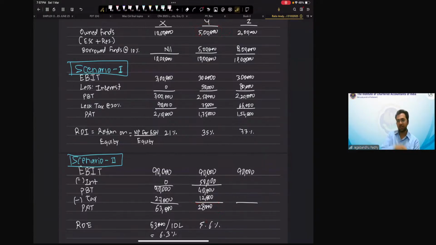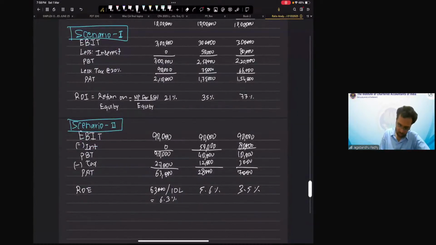So look for company Z. Give me the company Z number. What percentage is the return on equity? Yeah, so interest is definitely 80,000. You get a PBT of 10,000. You pay a tax of 3,000. Right? You're left with 7,000 of profit after tax. So that should be like 3.5%. Right? So 3.5% is the return on equity.